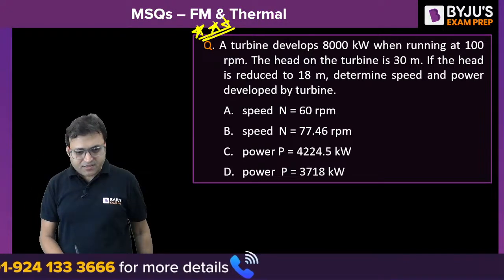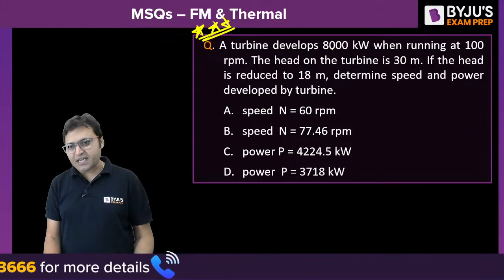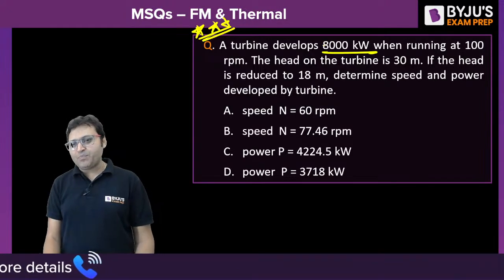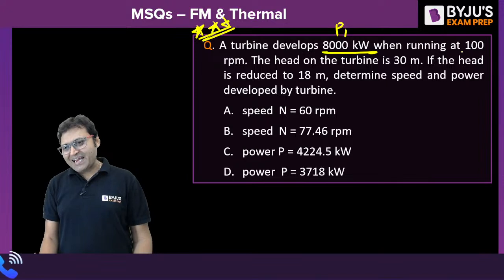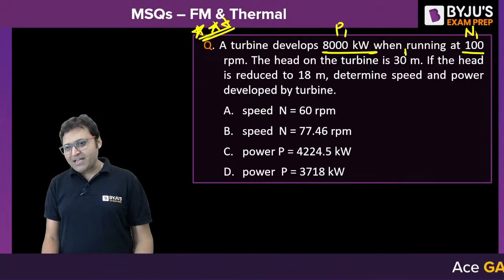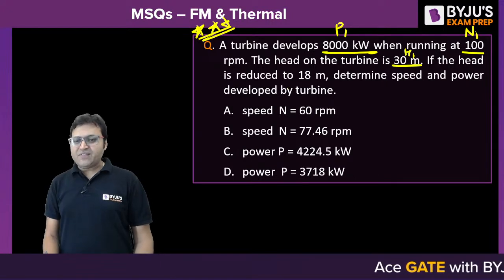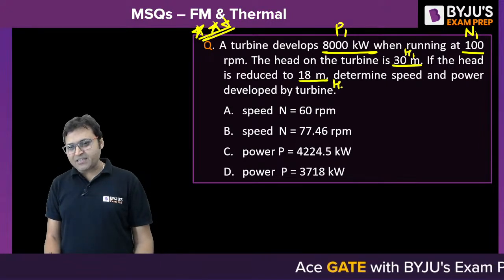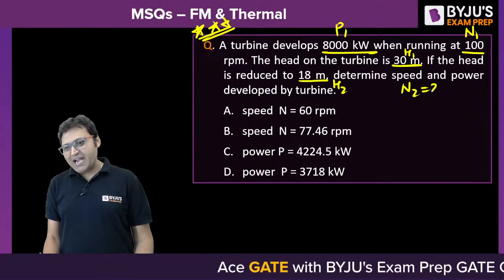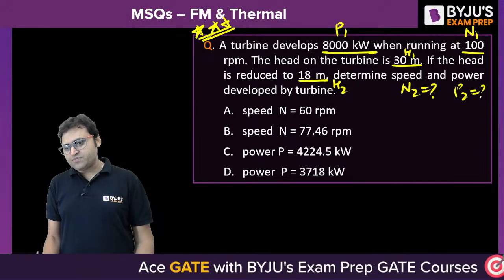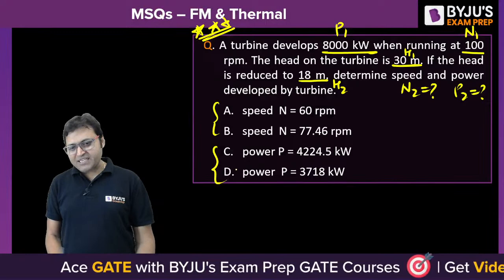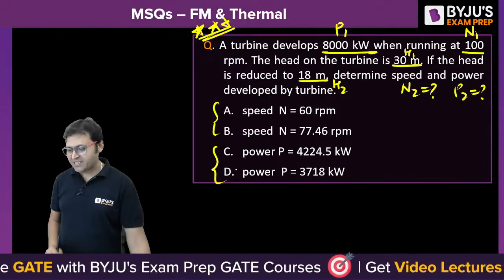The question says a turbine develops 8000 kilowatt power P1 when running at 100 rpm, that is N1. The head on the turbine, that is H1, is 30 meter. If the head is reduced to 18 meter, that is H2, determine the speed N2 and the power P2. Out of A and B, one option is correct. Out of C and D, one option is correct. Tell me.